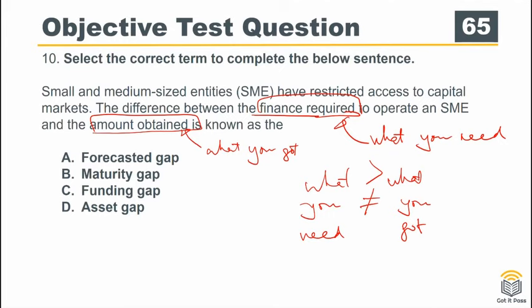Is it the forecast gap? No. Is it a maturity gap? No. It is a funding gap. Okay, it is not an asset gap. Because the difference between finance required and the amount obtained arises from the funding. You don't have enough finance to run your business. So it is a funding gap. The answer is C.